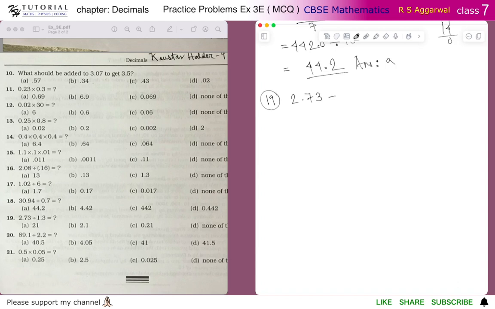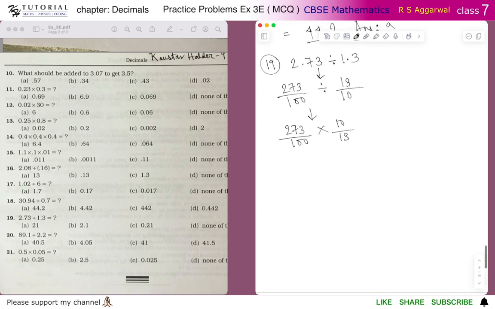2.73 divided by 1.3. Okay, so first it's a division of a decimal number by another decimal number. We will first convert both the decimal numbers to decimal fractions. So it becomes 273 by 100 divided by 13 by 10. Now this is 273 by 100 multiplied by 10 by 13, because when you divide A by B, it means A multiplied by the reciprocal of B, that is 1 by B.